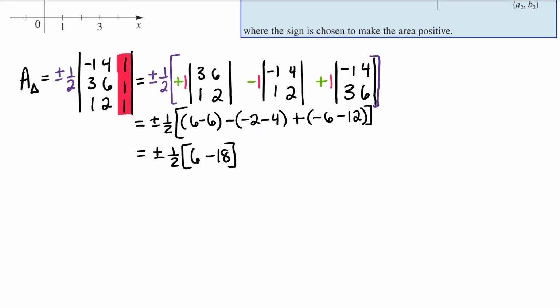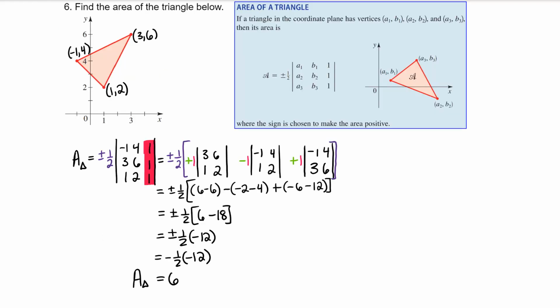Because I have a negative 12, I multiply by negative 1/2 to get a result in a positive area. Wow, the area of this triangle is 6 units squared. And what is a determinant? I highly recommend you watch this video to find out more.